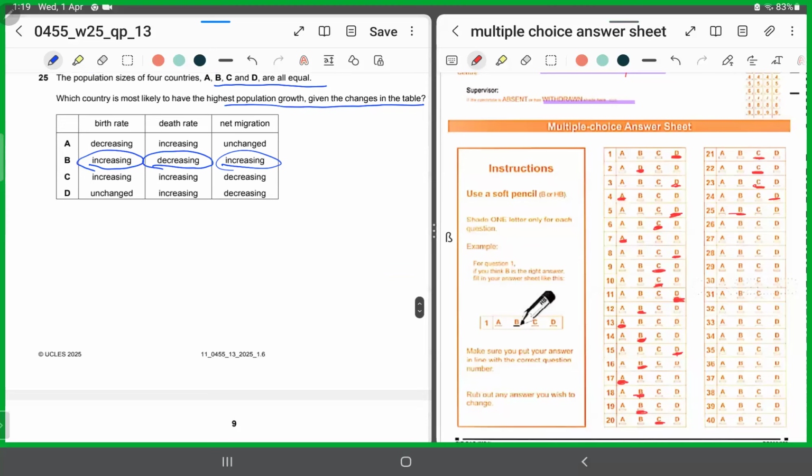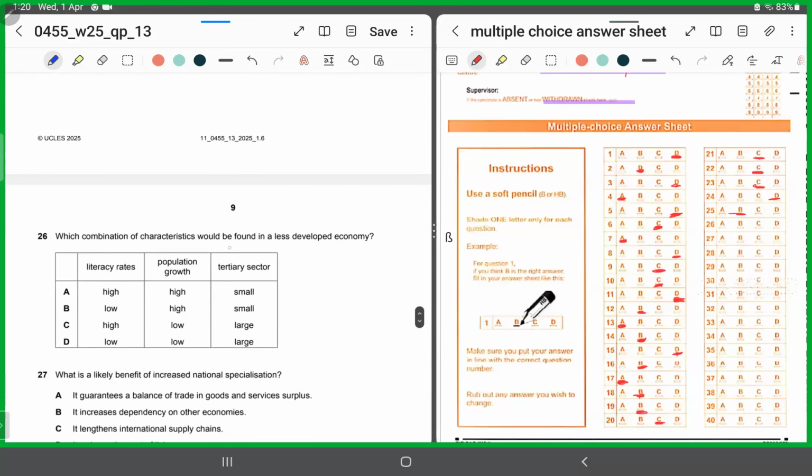MCQ number 26 says which combination would be found in a less developed economy. A less developed economy is one in which literacy rate is low, people are less educated. So it has to be low. So it could either be B or D. Population growth has to be high, so this means it cannot be D. Tertiary sector is small. So for 26, it is B.